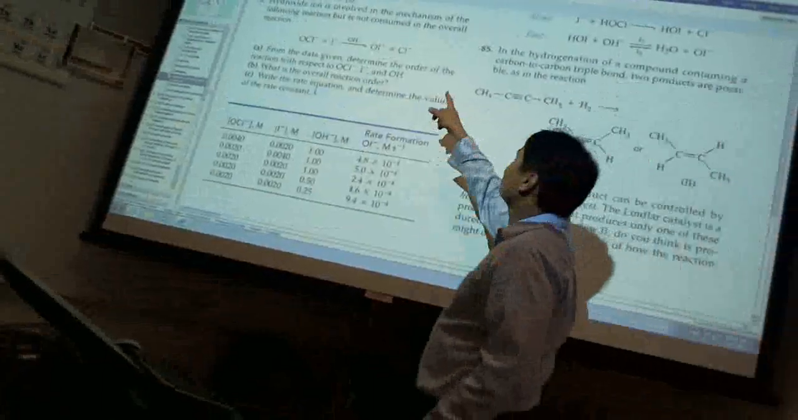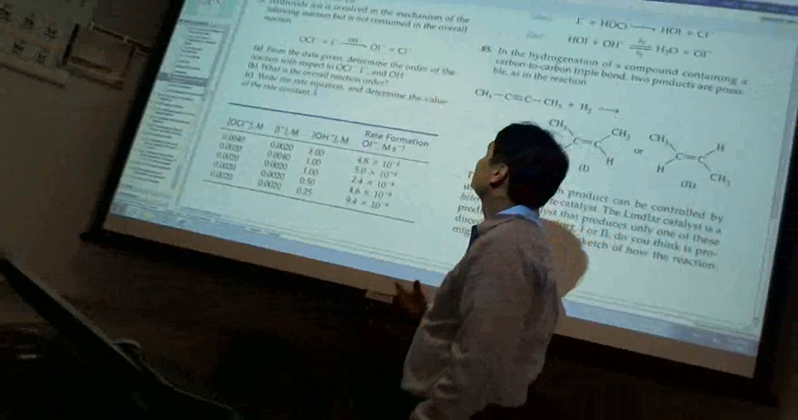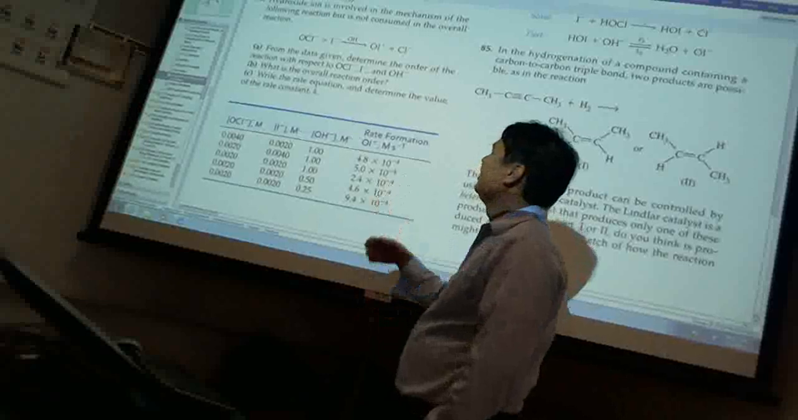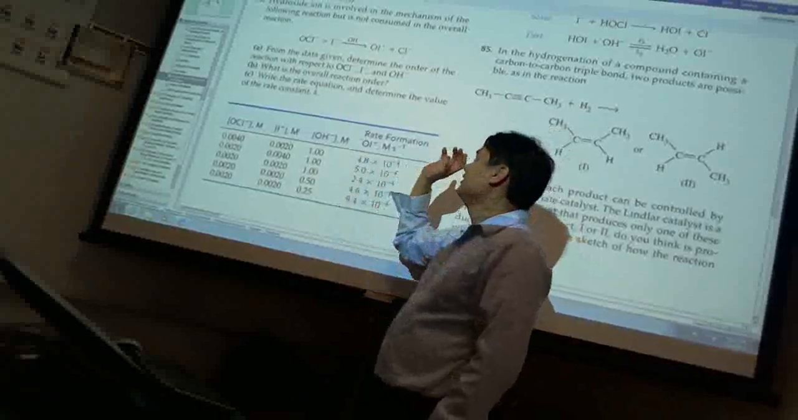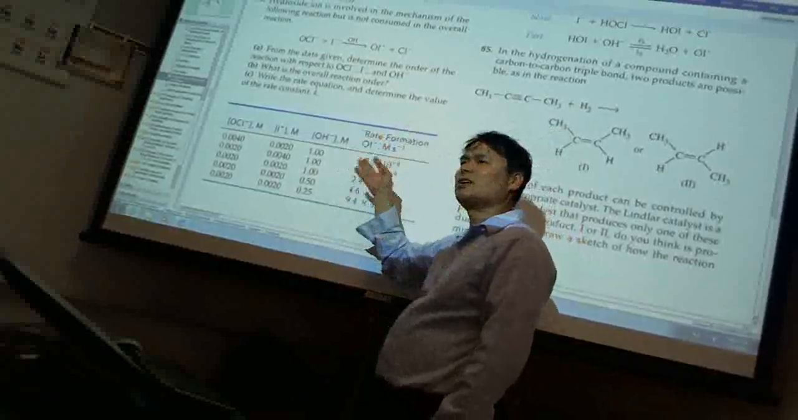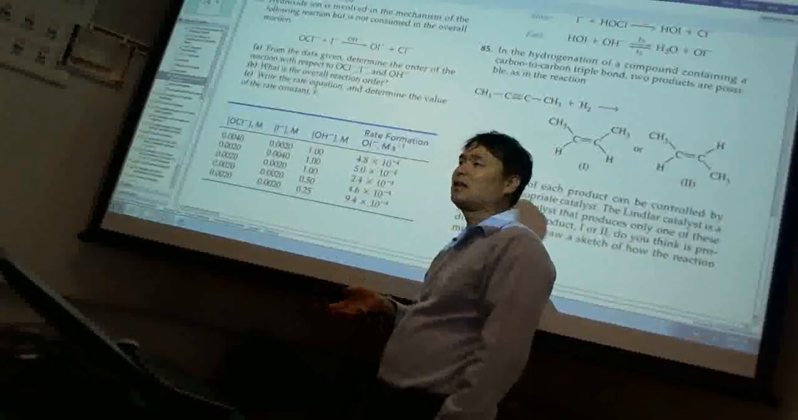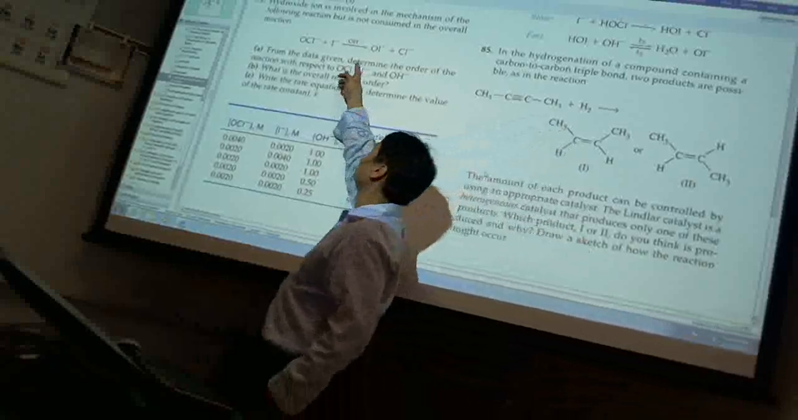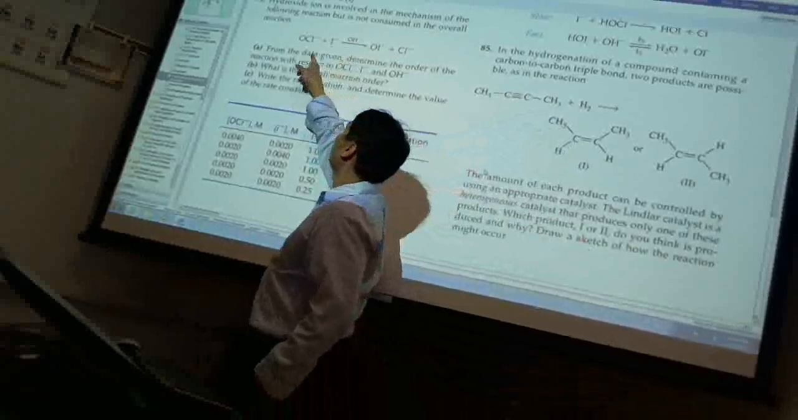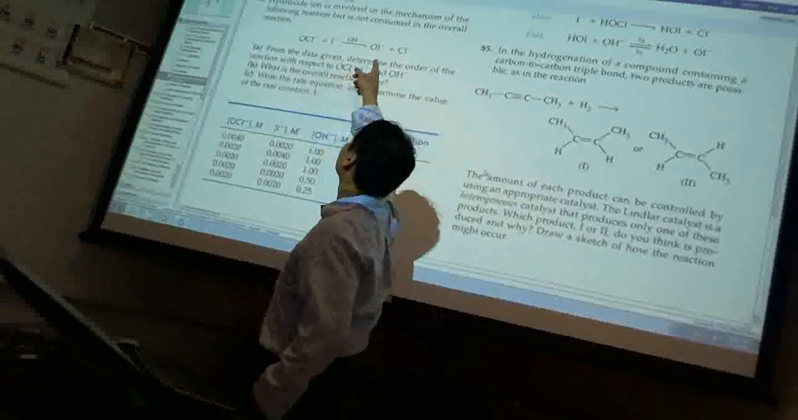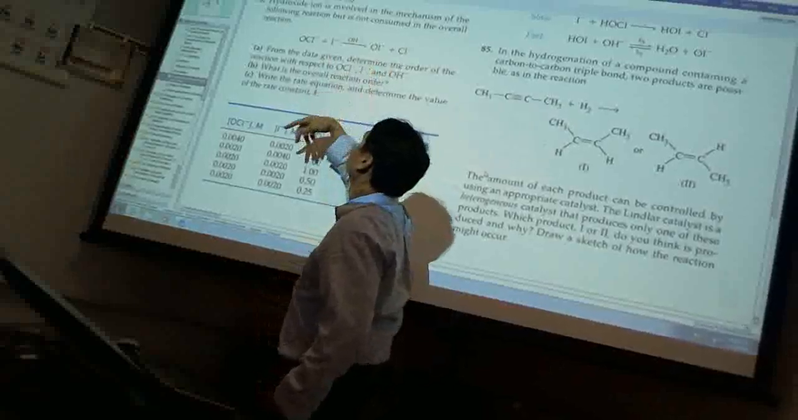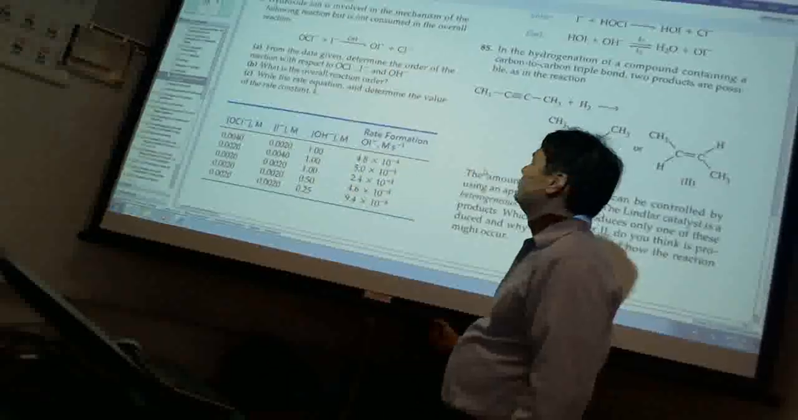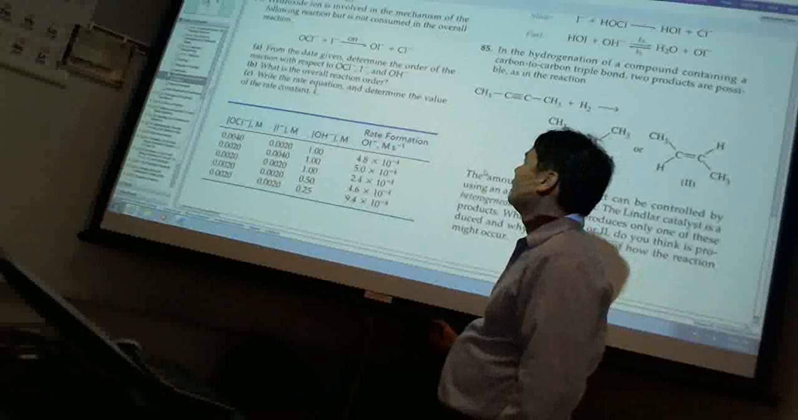The hydroxide ion is involved in the mechanism of the following reaction, but it is not consumed in the overall reaction. And so when you think about hydroxide, if hydroxide is involved but it's not consumed, then hydroxide must act kind of like a catalyst. It's being consumed and spit out again. So this is why they draw it over the arrow here. And so they're taking hypochlorite and iodide, this is a redox reaction, to make hypoiodide and chloride. From the data given, determine the order of the reaction with respect to hypochlorite, iodide, and hydroxide.